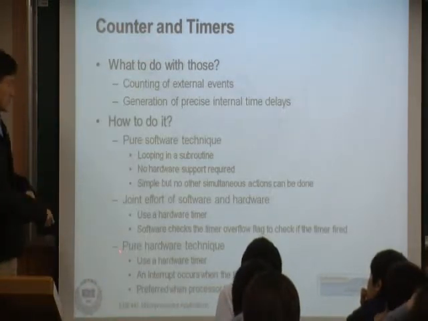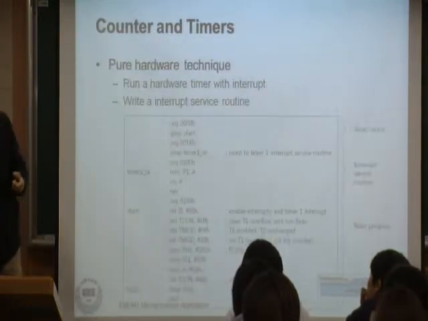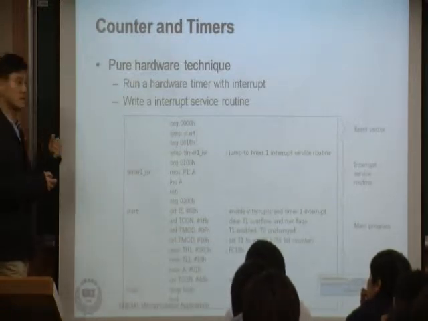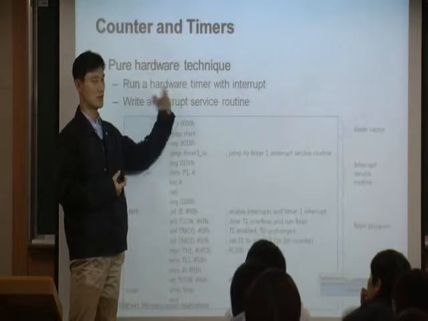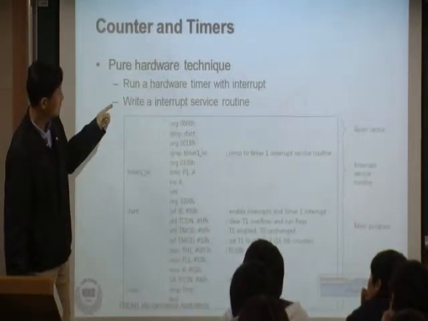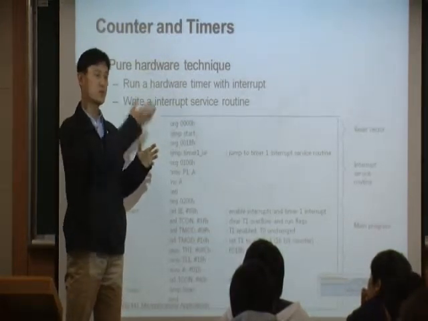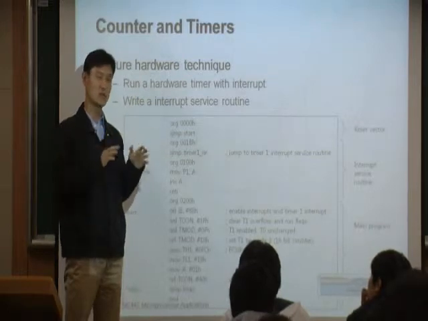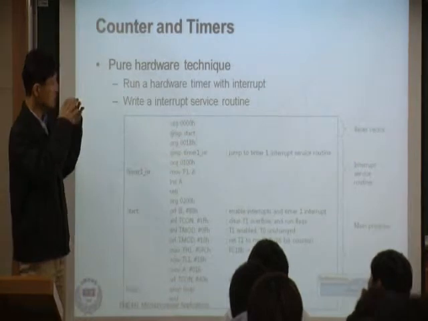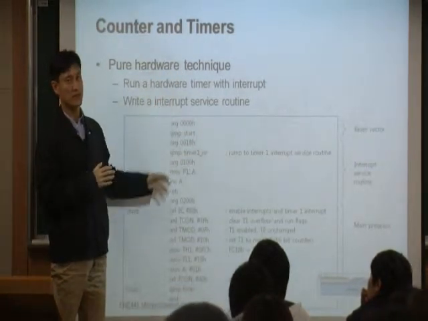The last one is a pure hardware technique. So let's look at what that is. The last way is a pure hardware technique. In this case, you need a hardware timer, of course. And not only do you have a hardware timer, you also enable the interrupt. In the previous two techniques, there is nothing to do with the interrupt. You don't need any interrupt. But in this case, you need the hardware timer, and you also need the interrupt.